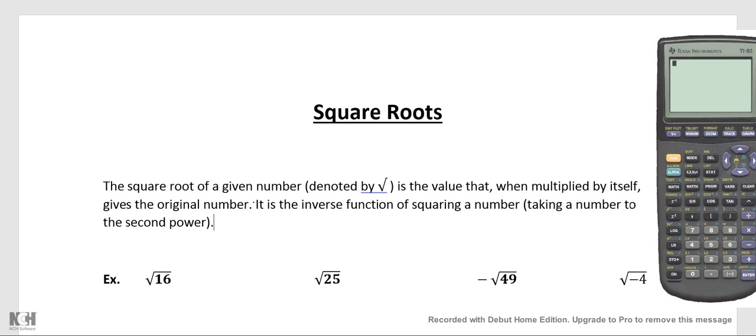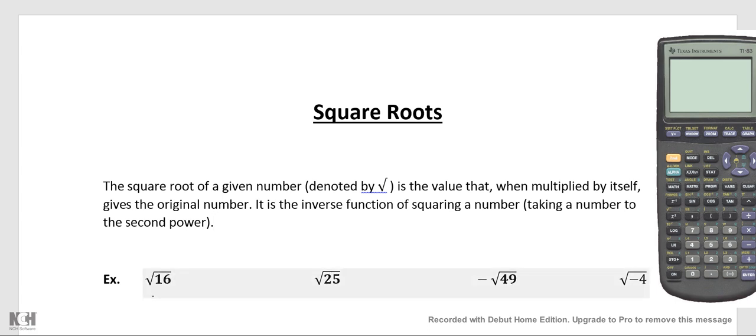the original number. It's the inverse of squaring a number, being taking a number to the second power. So essentially, the square root of a number gives you the number that, when taken to the second power, would give you the number under the radical. So let's just take a look at a few. They're pretty straightforward. Most of these you will be able to do on your calculator. There's one at the end that we can't, but we will cross that bridge when we get there.